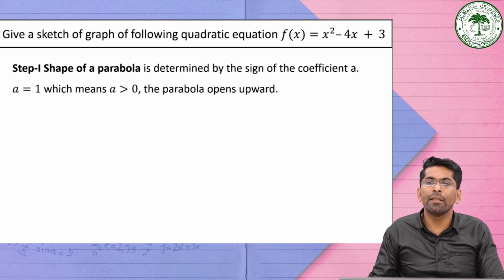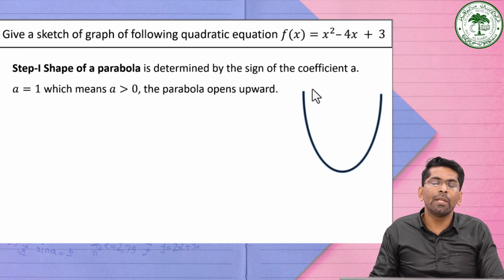So, we have decided here the shape of the parabola, whether it is concave up or concave down. See here, a is equal to 1, which means that a is greater than 0. Therefore, we can say that the parabola is open upward. Now, after that, it will look like this. It will be open upward. It will look like this type of parabola.